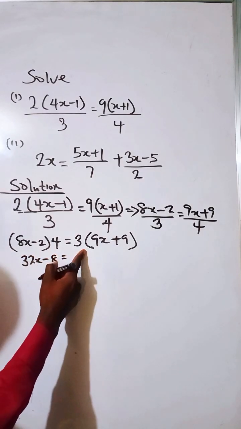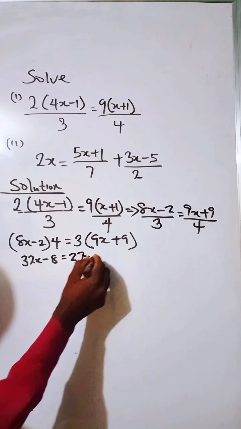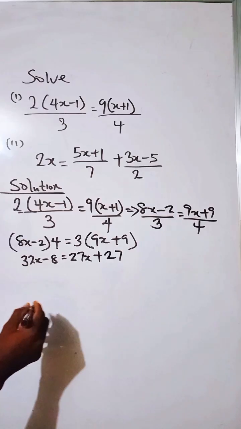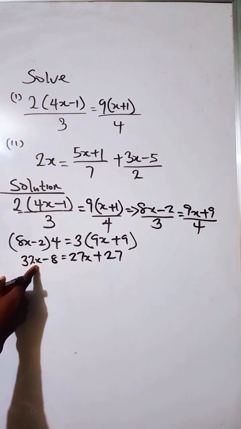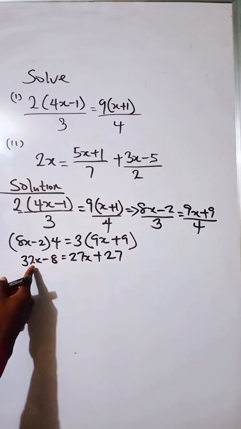So when we distribute this as well, 3 times 9x, we have it to be 27x, plus 3 times 9, we have this to be 27. So what we do now is to collect the like terms, to bring those terms that look the same. We have x, so let's bring them together.